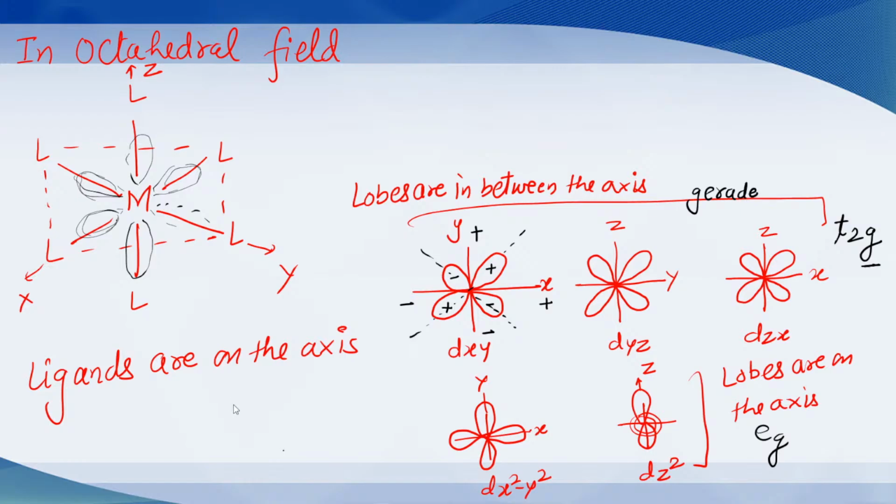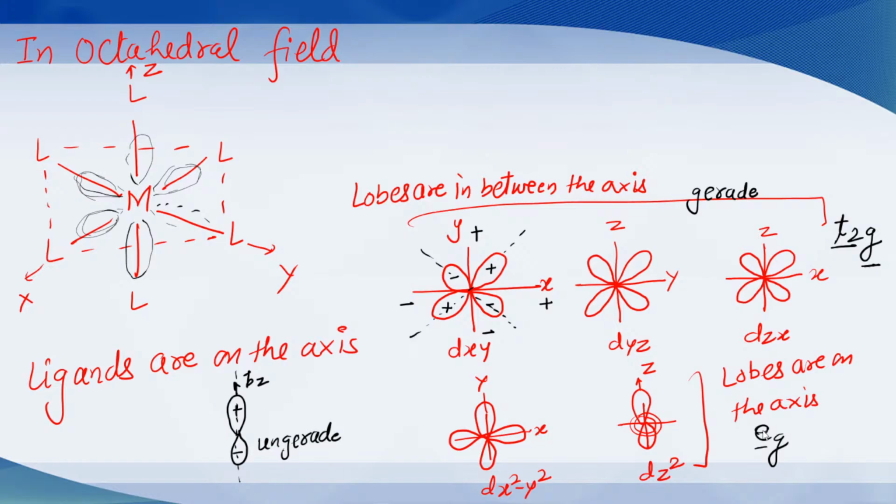If the sign changes, like in p, see pz, it is plus, it is minus. If we pass a line through it, what happens? The sign changes. Such orbitals are called ungerade. So d orbitals in octahedral field are gerade. That's why it is called T2g. T2 means triply degenerate, E means doubly degenerate.